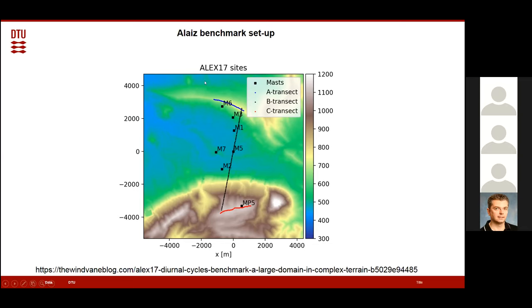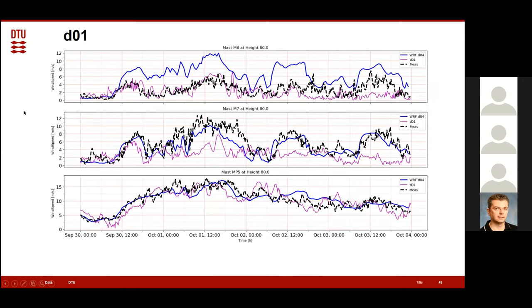So the M6 site seems to be the one of interest because it's on the lee side of Tahunara Ridge, which most of the Wolf models, or in general, the meso models, would have trouble seeing. So here we are looking at the results based on the micro model fed at the 27 kilometer level.